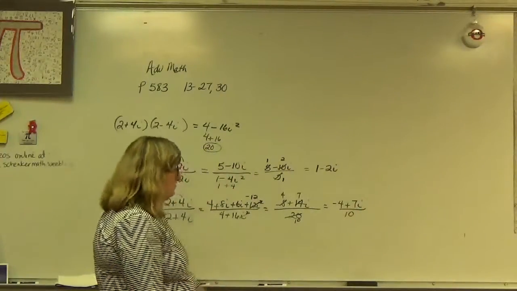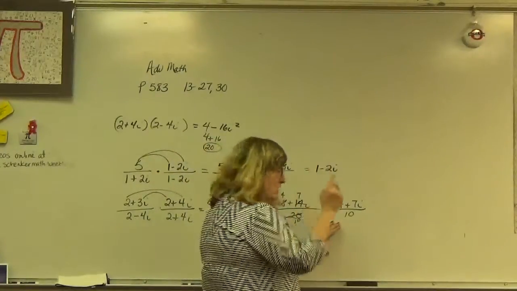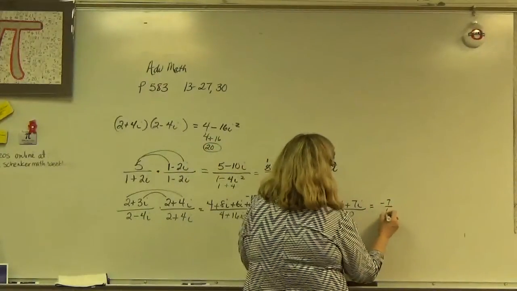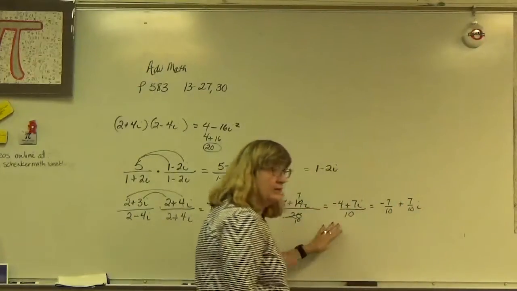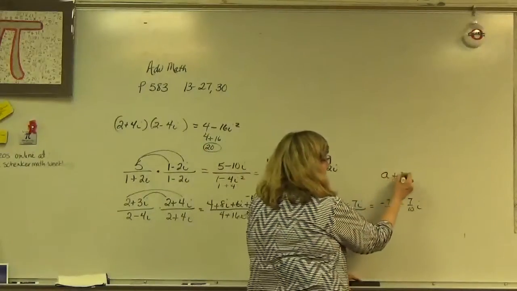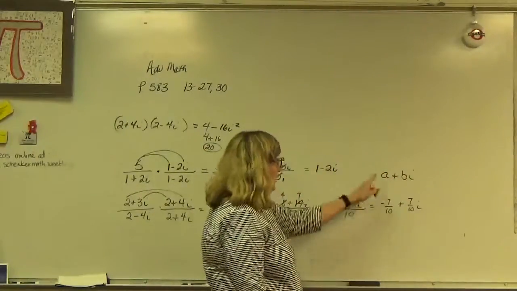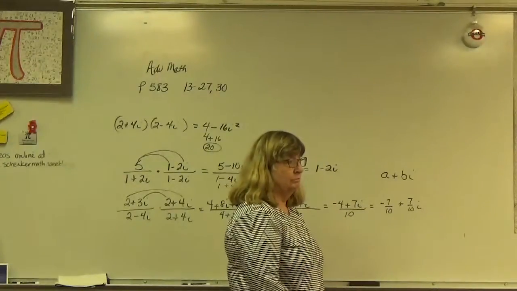And now, I like it left that way, although when we do competition at Math League, they make it where you have to write it in a plus bi form, because they want it separate. I said a complex number is a plus bi, which all that is, you just put them both over the same denominator.